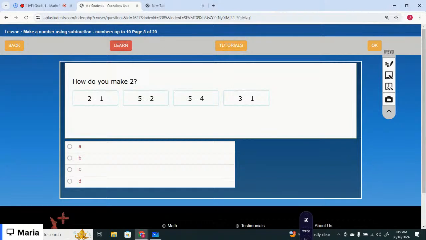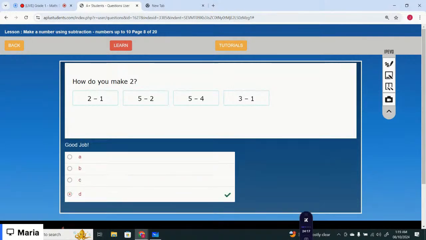Okay, the next one is how do you make 2, which is the correct option? That is 3 take away 1. Option number D is the correct option. 3 take away 1 is 2.